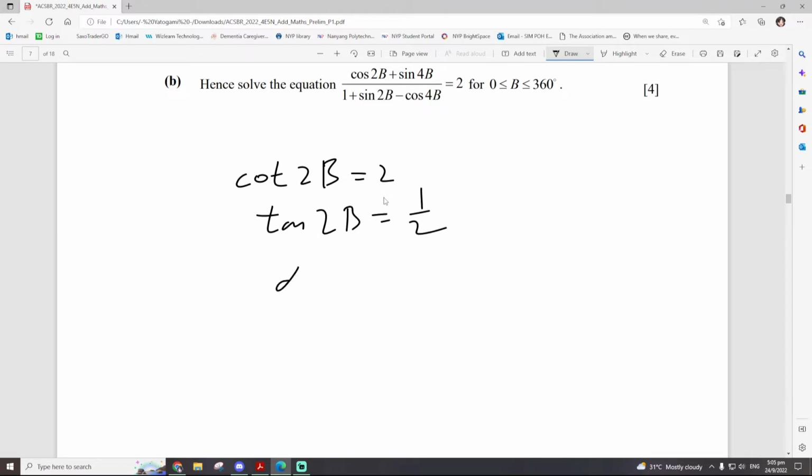The basic angle alpha is tangent inverse of half, and now we're going to solve for B. B is equal to the basic angle, but because this is 2B, we need to divide by 2. So this can be alpha over 2, or it could be pi minus, actually it's going to be degrees. So I will put this as 180 degrees minus alpha, divide by 2.